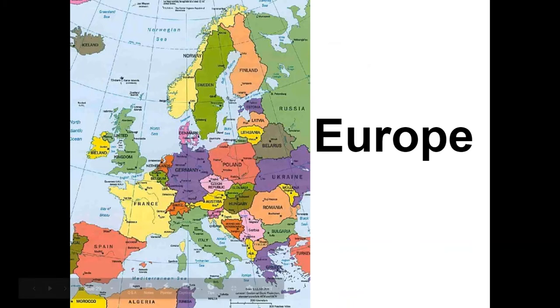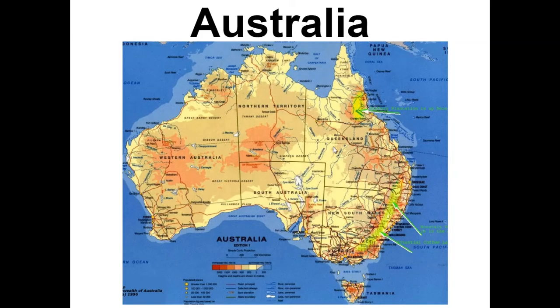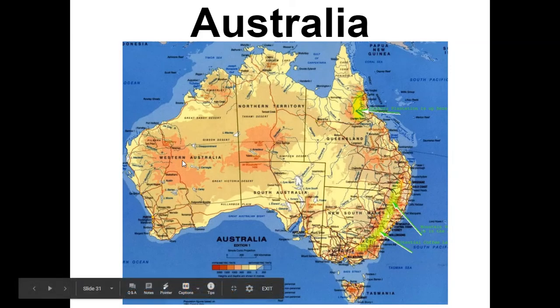Then you have Europe, okay? Countries that are in Europe may include Spain, France, Germany, Poland, Ukraine, Finland, Sweden, Norway. Then we have Asia, countries in Asia: Russia, Mongolia, China, India, Kazakhstan. And then we have Australia. The whole continent of Australia is the country of Australia.